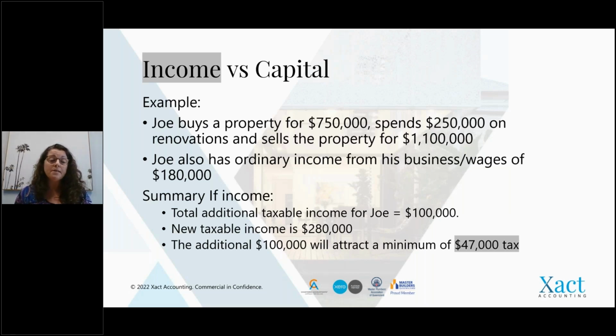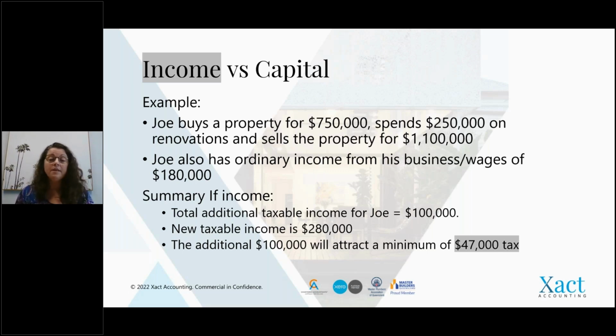Example here, just in terms of the numbers: I've got Joe here, he's buying a property for $750,000. He's going to spend about $250,000 on renovations, and then he's going to sell the property for $1.1 million. So we've got total cost, $750,000 plus $250,000, of $1 million, sale of $1.1 million is going to leave us with a gain on that property of $100,000. Now, if he's also generating wages of $180,000 from his business or from other sources of income, salary or whatever it is, he's now going to add those two together. So his wages of 180 and his gain on the property of 100, he's going to have total taxable income of $280,000. Now the additional $100,000 will generate a minimum of $47,000 in tax if it's all on income account.